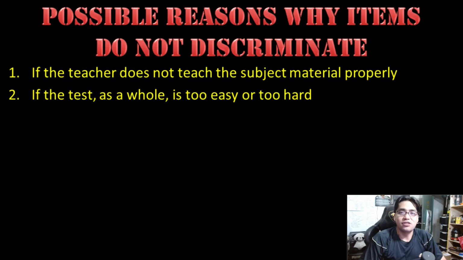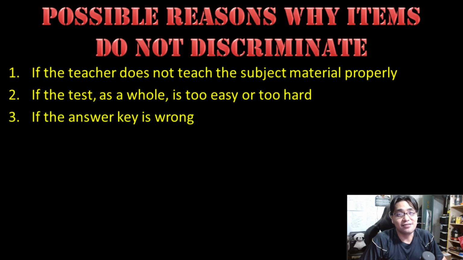The third cause for why your test question is not discriminating, and believe it or not, this is the most common reason, your test's answer key is wrong. Yes, this is the most common reason why test items have bad discrimination, because the answer key is wrong. Naturally, when your answer key is wrong, answers will end up correct and correct answers will end up wrong.